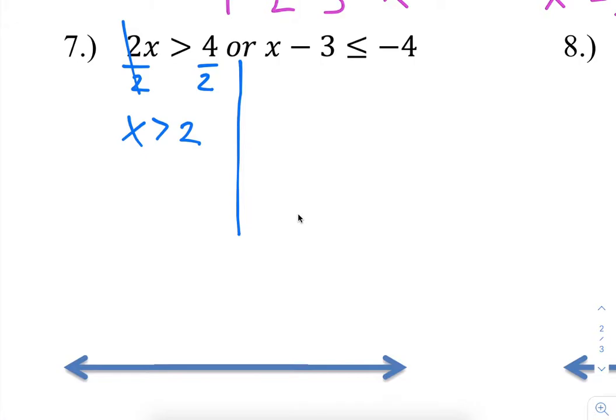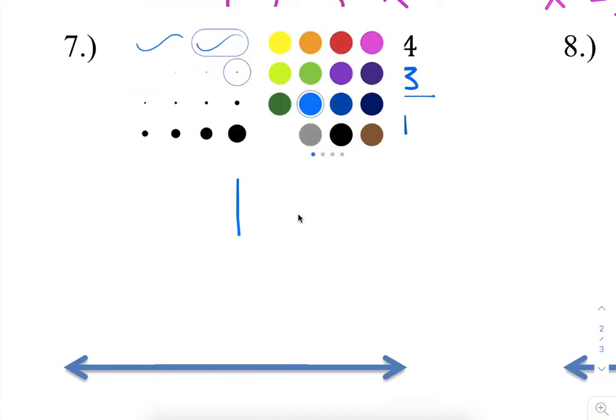Okay. Second problem is still a one-step. x minus 3 is less than or equal to negative 4. I'm going to add 3 to cancel it out. Negative 4 plus 3 gives me a negative 1. I did not flip anything. That's my second piece.